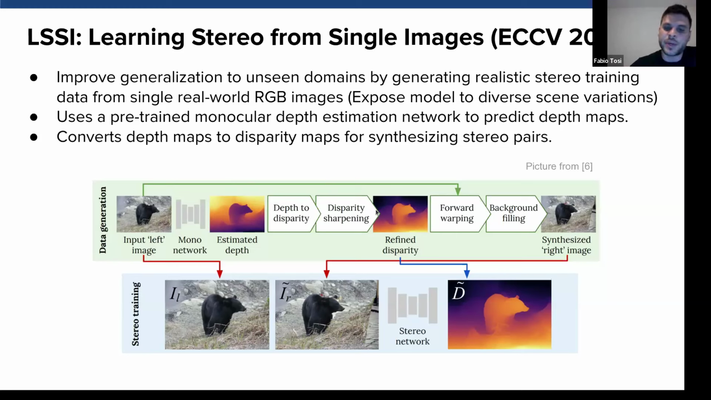Then they apply a disparity sharpening operation to solve some of the over-smoothing problems at edge boundaries that are present in the estimated disparity. And then in order to compute the synthesized right image, they just apply this forward warping operation. But the problem is that the forward warping operation produces holes in the synthesized right image.